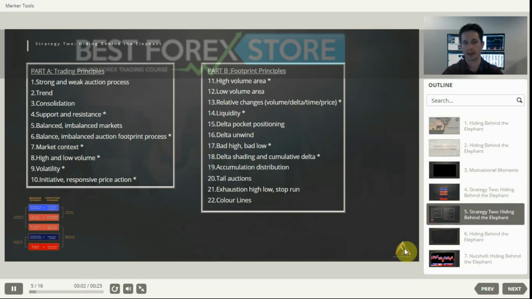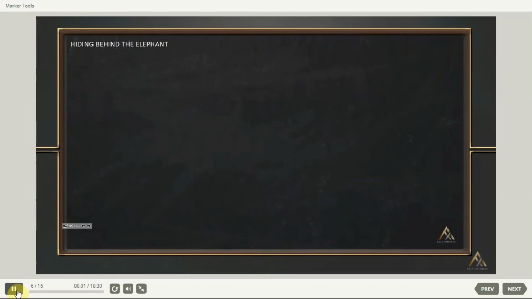So again, just like strategy 1, in strategy 2, these are the principles that you're going to encounter throughout this strategy. I will again illustrate this on the blackboard in the next couple of slides that you're going to watch on a video, and you'll get a better understanding of exactly which principles are required for hiding behind the elephant. So the next example we're going to illustrate in the next couple of slides will be hiding behind the elephant.